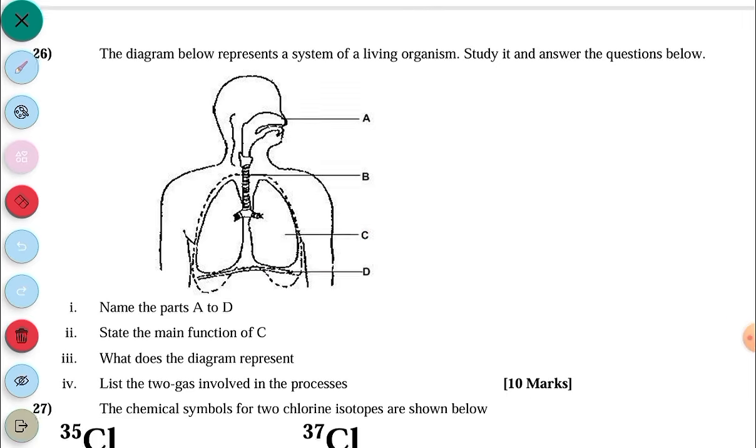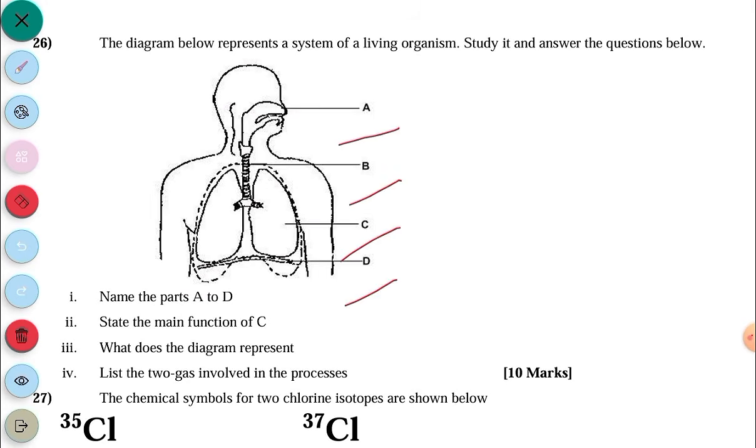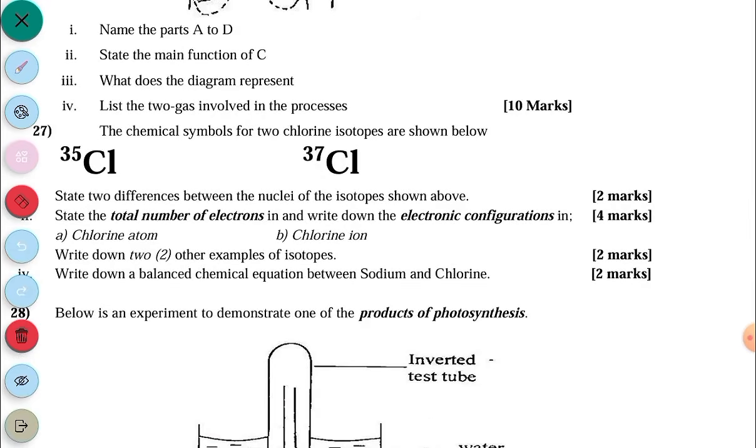So what does the diagram represent? The diagram represents the respiratory system. Then it says name 2 gases involved in the process. The gases are oxygen and carbon dioxide. Question 27. The chemical symbols for 2 chlorine isotopes are shown below.